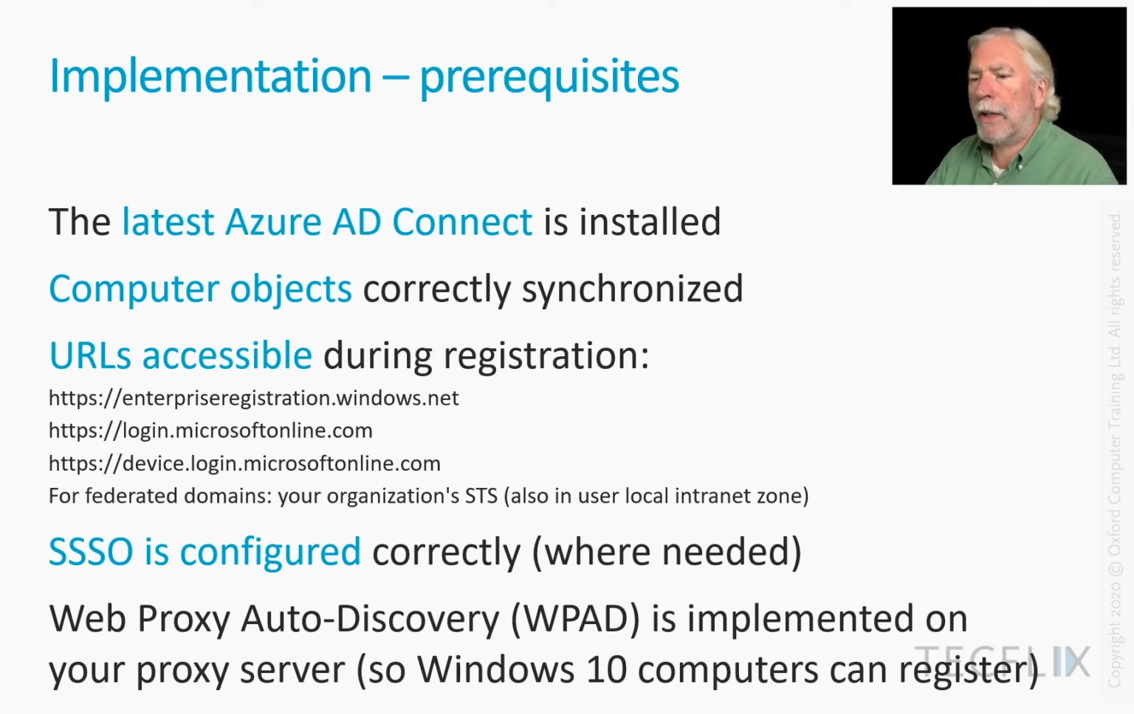There are some URLs that need to be accessible during registration, including for federated domains, your organization's STS. And then you've got to make sure that SSSO, seamless single sign-on, is configured correctly if it's needed. So if you're using down-level clients, as we just discussed. And finally, web proxy auto discovery to be implemented on any proxy server so that Windows 10 computers can register. So there's a simple set of prerequisites.